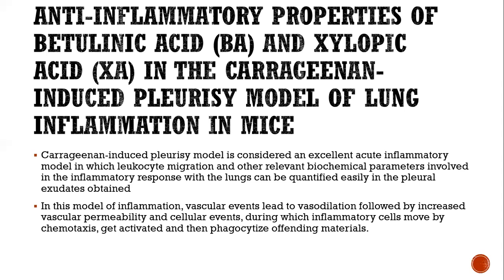The carrageenan-induced pleurisy model is considered an excellent acute inflammatory model, in which leukocyte migration and other relevant biochemical parameters involved in the inflammatory responses within the lungs can be quantified easily in the pleural exudates obtained. In this model, different vascular events lead to vasodilation, which leads to increased vascular permeability and cellular events. Because of this, the inflammatory cells moved by chemotaxis get activated and then phagocytize the offending materials.